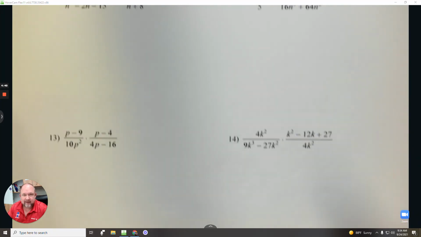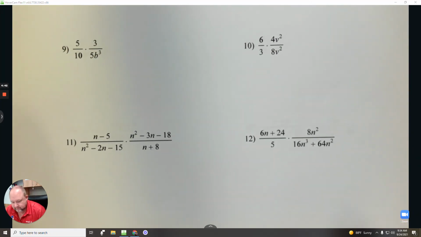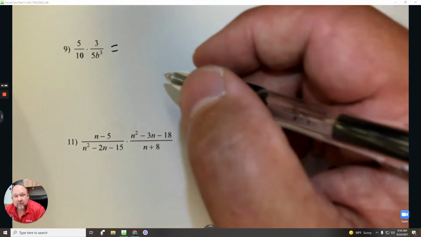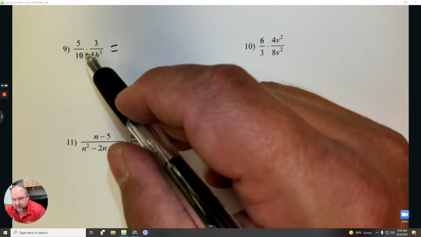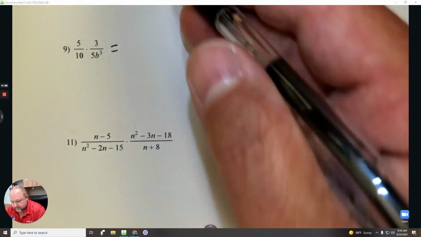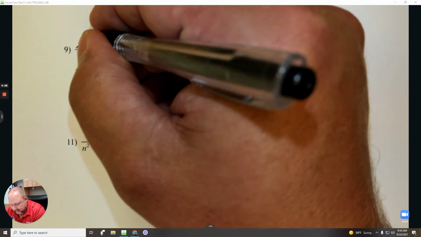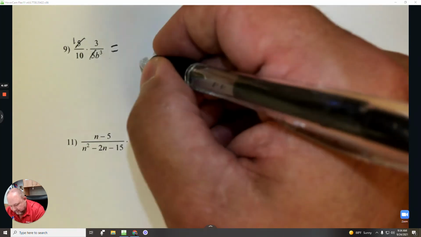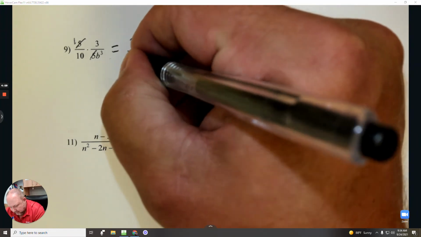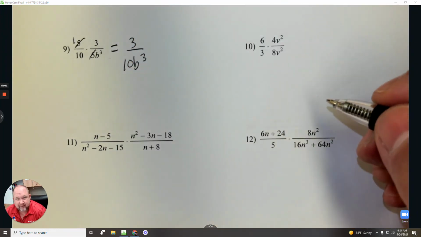So that's simplifying. Here's multiplying. So before I multiply, and the basic rule of multiplying is to multiply the tops and the bottoms together, I'm going to simplify. So the 5's are removable. And now I'm going to multiply across the top, and I multiply across the bottom, and I have my answer.